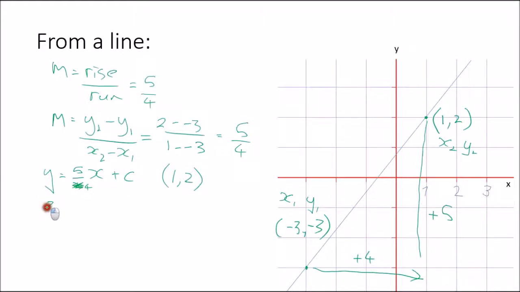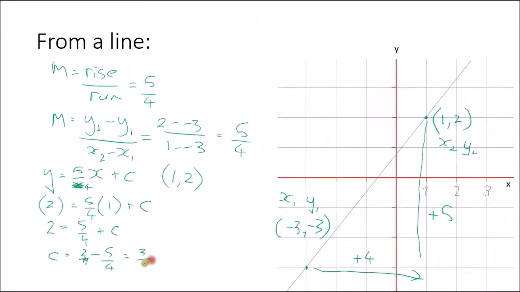So I'm going to substitute my values. y is 2, x is 1, and then all I have to do is solve this equation. So 2 equals 5/4 plus c. c equals 2 minus 5/4.